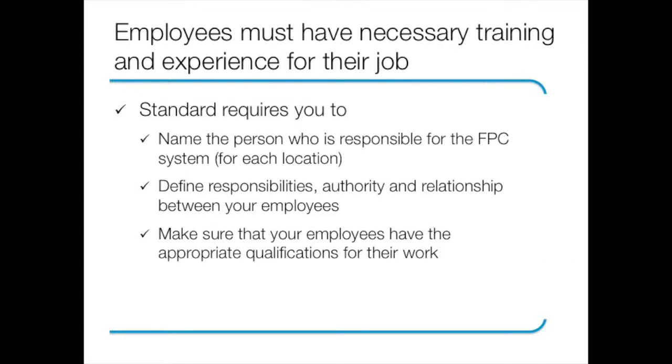After this step, you'll meet all requirements of clause 6.3.2 Personnel of EN 1090-1. In addition, we will glance over some of the mandatory qualification requirements from EN 1090-2. But we'll go over these in more detail a bit later when talking about manufacturing and welding. In short, the standard requires that all responsibilities, authority, and relationships between your employees have been defined. In addition, you must make sure that your employees have appropriate qualifications to perform their work.